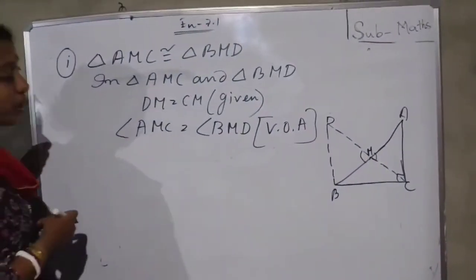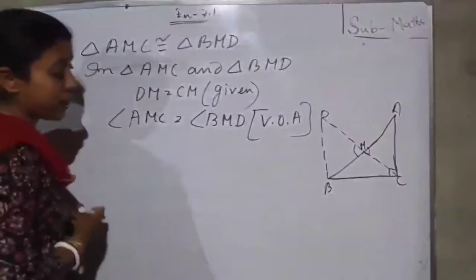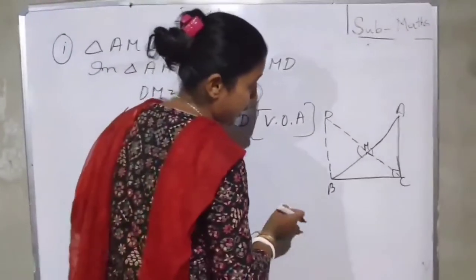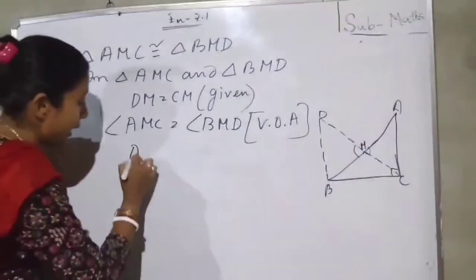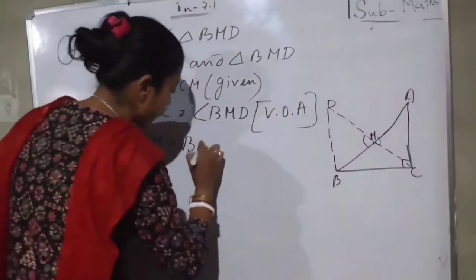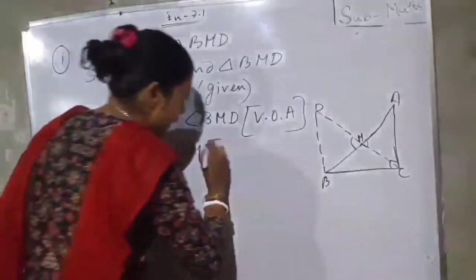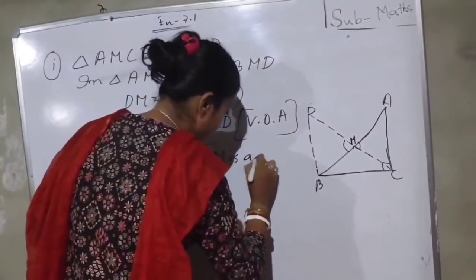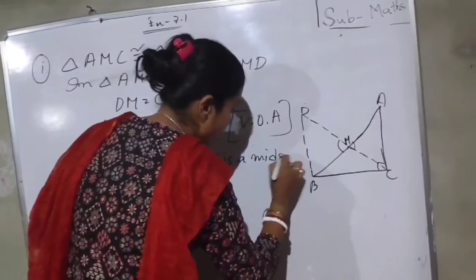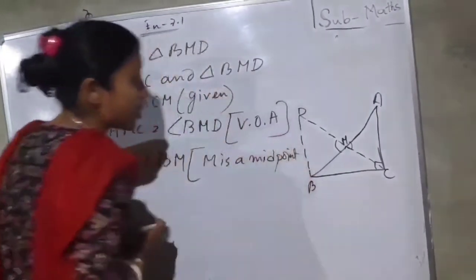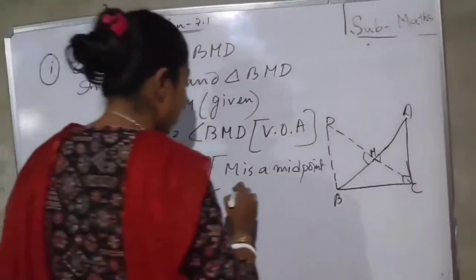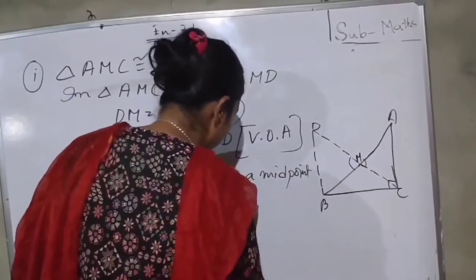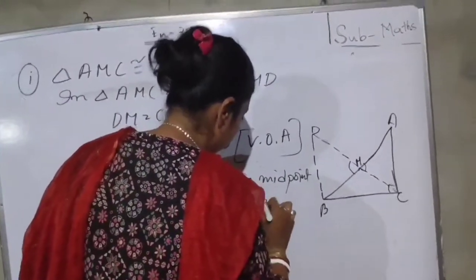Okay, so we need another thing. We have got two things. So another thing, what can we tell? AM equal to BM. Why? Since M is the midpoint of AB, it will divide AB into two equal parts. That is AM equal to BM. We can write M is the midpoint of AB.